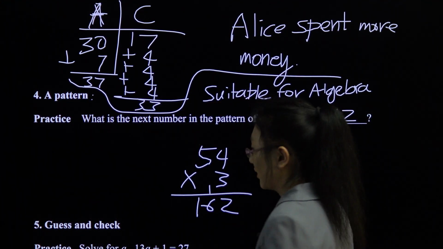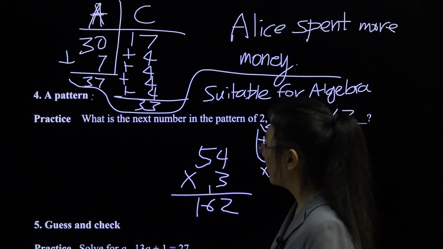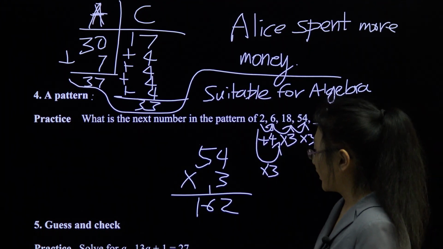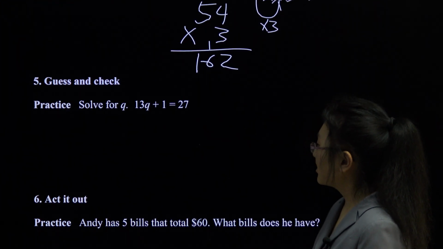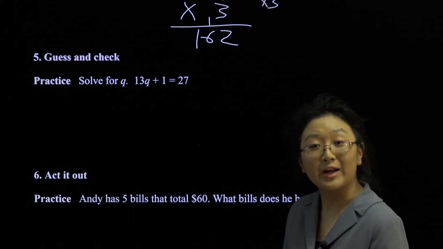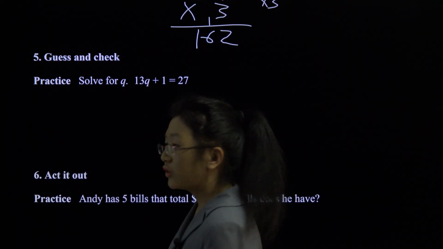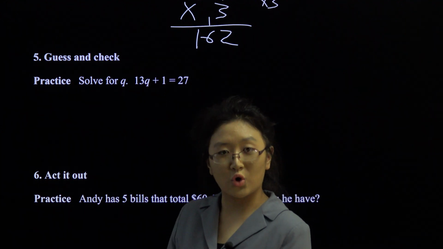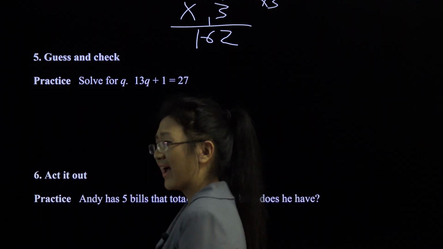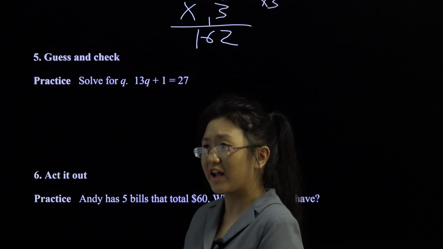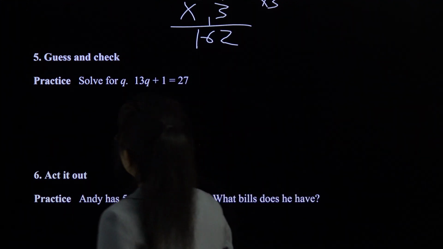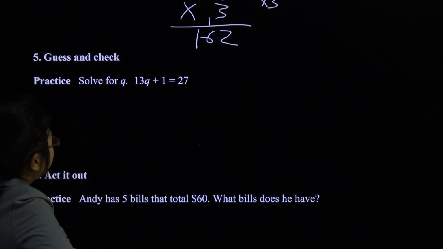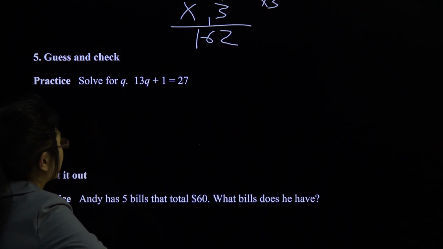162 is the next number in that pattern. There's also guess and check. The thing that you use when you have absolutely no idea what you're doing, or you don't really know what you're doing, but you're trying to still get something that has a vague resemblance of the answer. Anyhow, solve for Q. 13Q plus 1 equals 27.